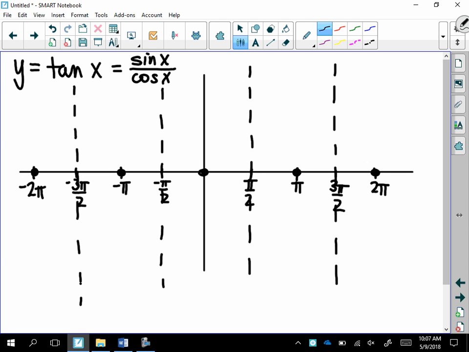Okay, what about at like 3 pi over 4? What's the tangent value? That's in the second quadrant. What is it going to be? Negative 1, because in the second quadrant, sine's positive and cosine's negative. And at 7 pi over 4, which is in the fourth quadrant, it's going to be negative 1 because cosine's positive but sine's negative.